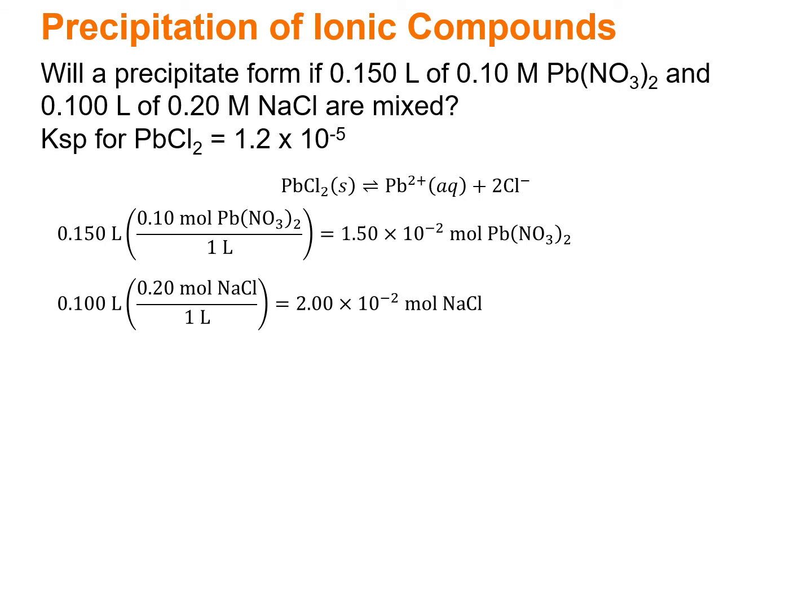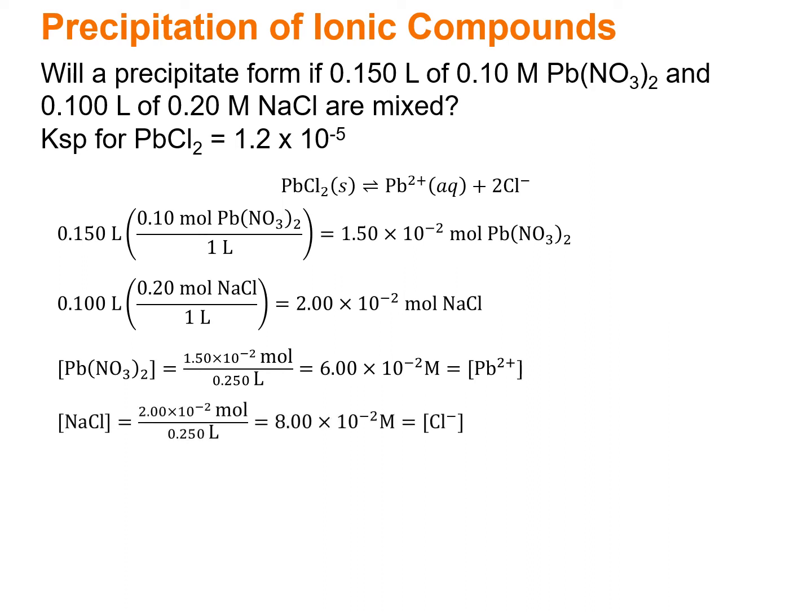For the sodium chloride, we have 0.1 liters of 0.2 molar, which gives 2 times 10 to the minus 2 moles of sodium chloride. To figure out the concentrations, I have to divide by the final volume, which is 250 milliliters or 0.25 liters. That leaves me with a molarity for the lead of 6 times 10 to the minus 2 molar. And for the sodium chloride, doing a similar approach, I end up with 8 times 10 to the minus 2 molar for the chloride concentration.